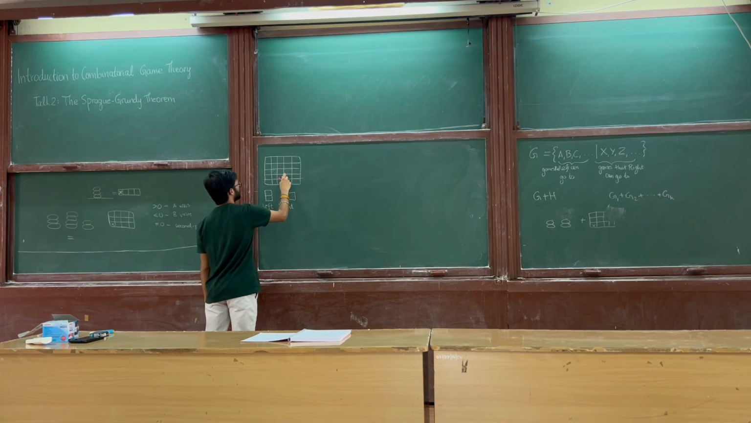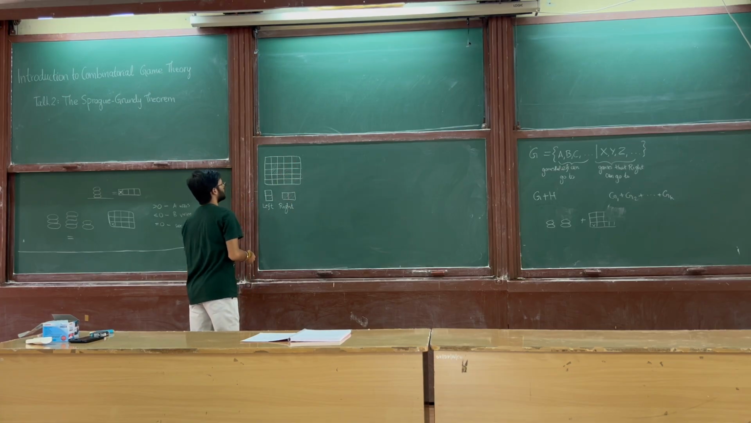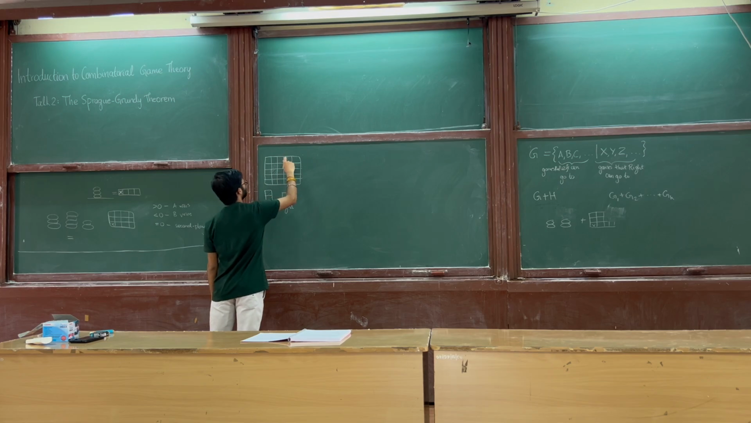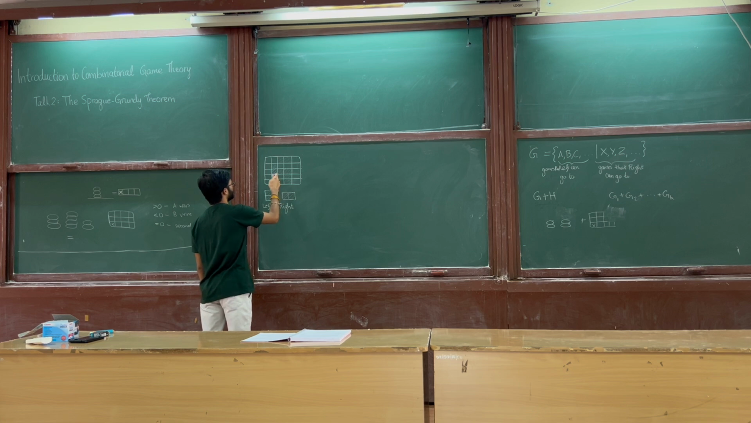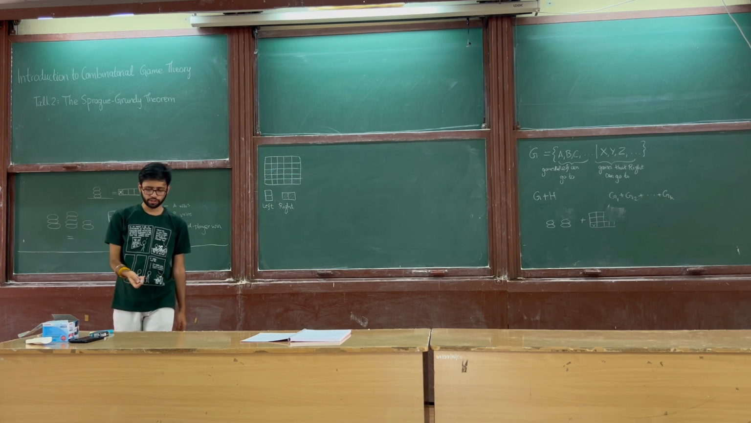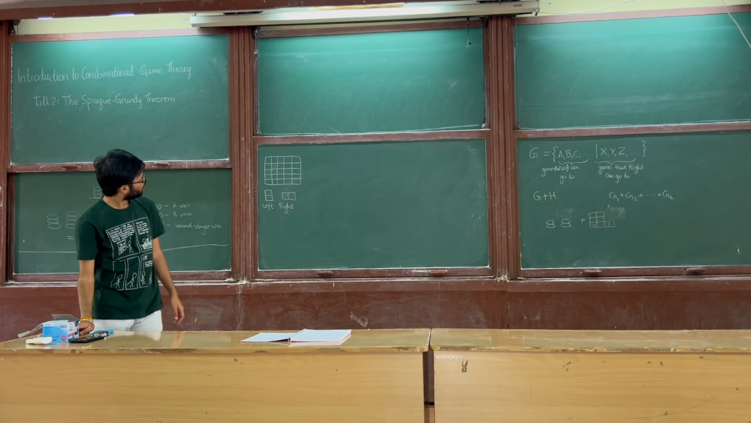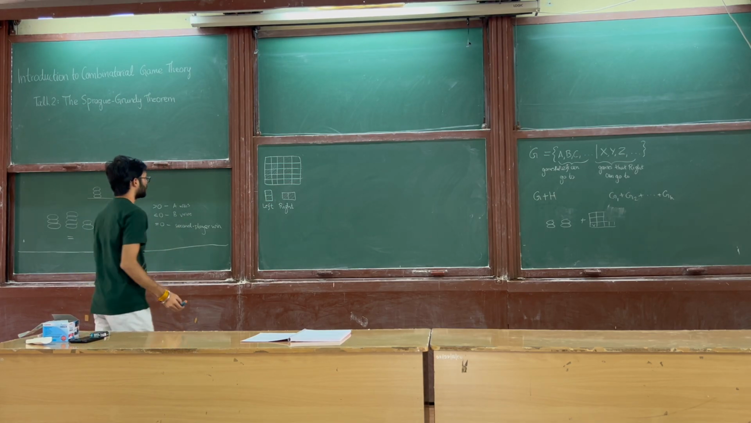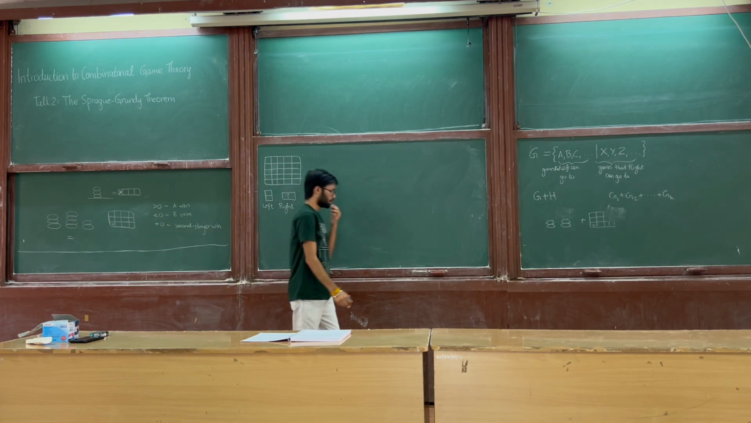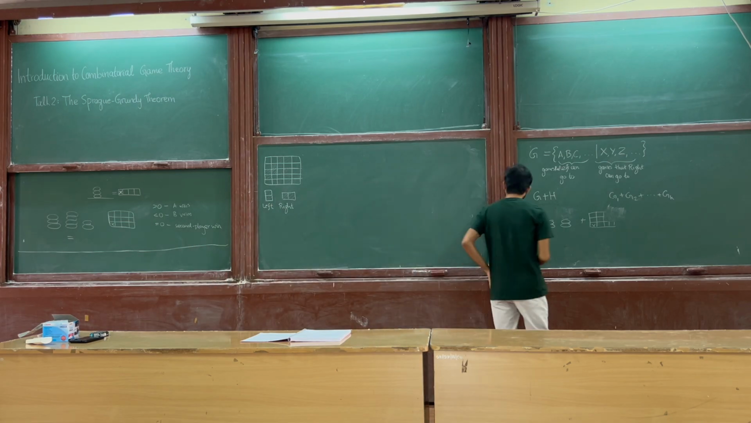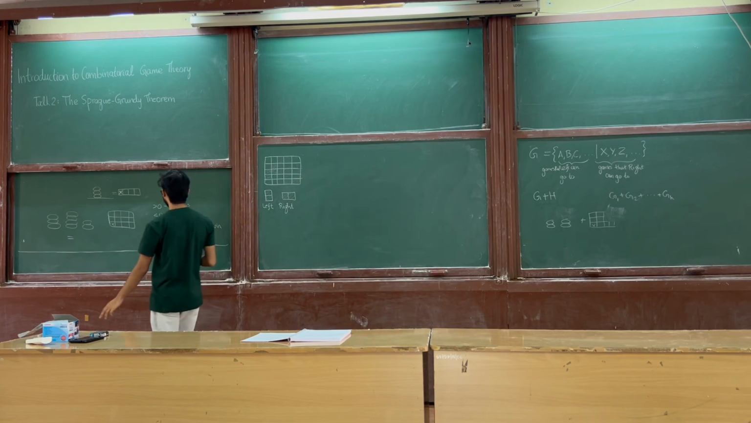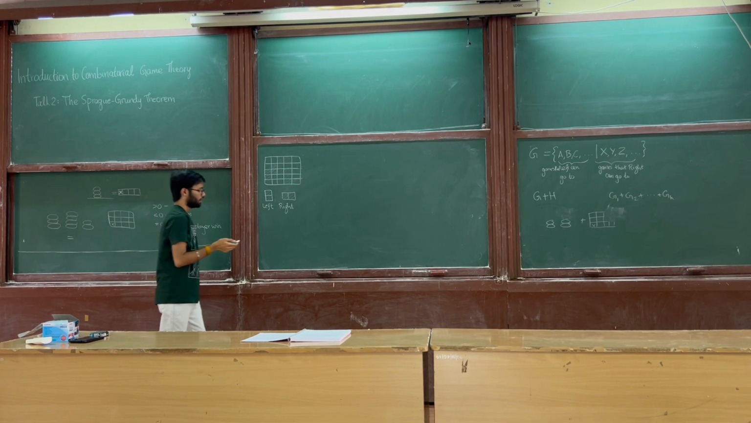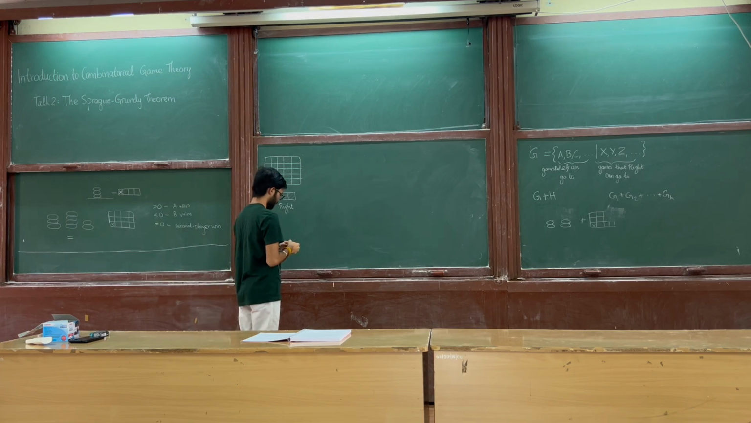So let's say left plays here, and then right plays here, and let's say left plays here, and so on. Of course, the game will keep going. Okay, so these are the rules, and as usual, we are going to work with the normal play convention: whoever cannot make a move loses. So let's see some positions.